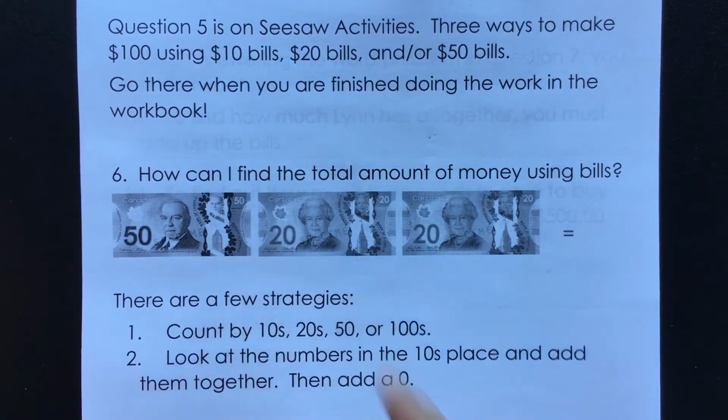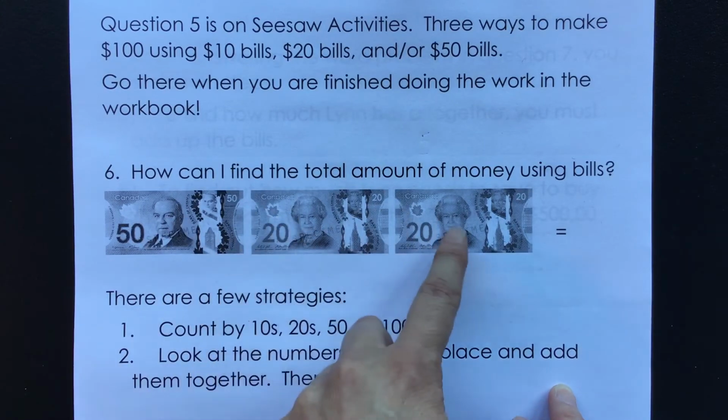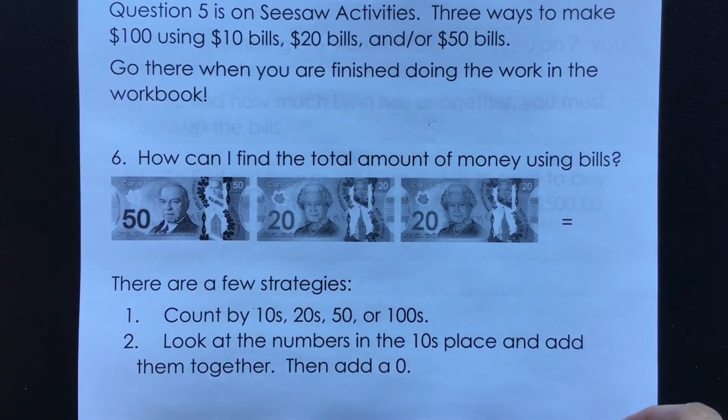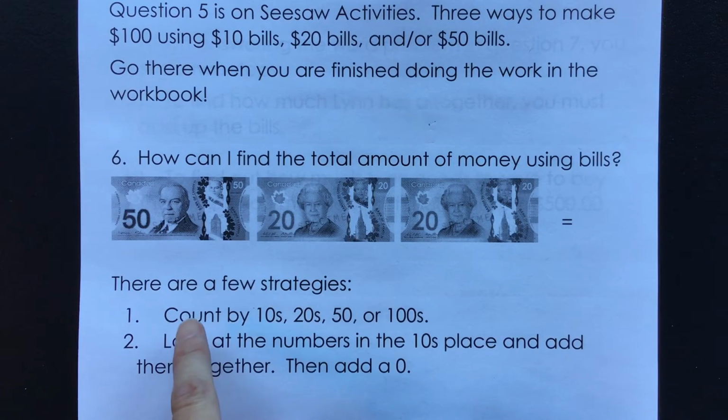Number 6 gives you a series of bills, and you have to find the total amount of money using bills. Now, you might be wondering, how can I do that? Well, I'm going to give you two strategies today that you can add up these bills. The first strategy is to count by tens, 20s, 50s, or hundreds. Very similar to how you did when you were counting coins.